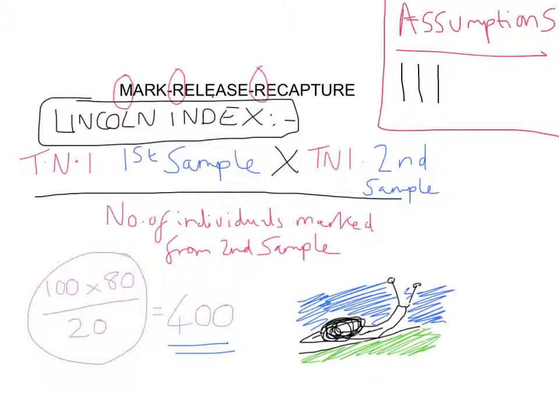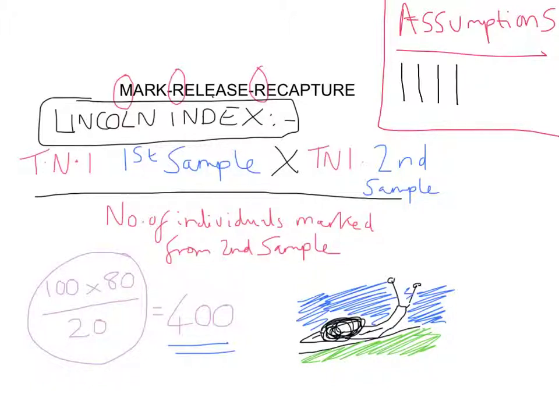We also assume that the proportion of marked to unmarked individuals in the second sample is the same as the proportion in the population as a whole. So we're almost saying that the marked ones and the unmarked in that second sample would represent almost our population. So there's a fourth assumption already.